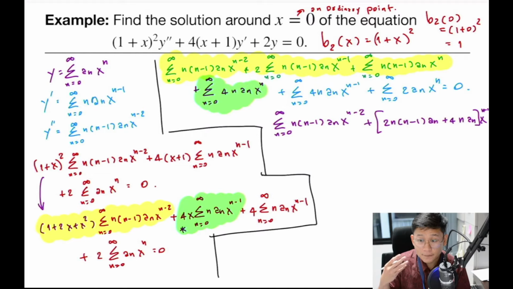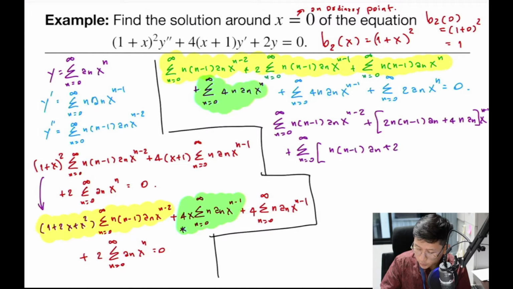We also have the x to the n term, right? So we get plus summation n from 0 to infinity n minus 1 an plus 2 an x. How about I pull an x to the n out, so I get plus 2 like that, and I get an x to the n.